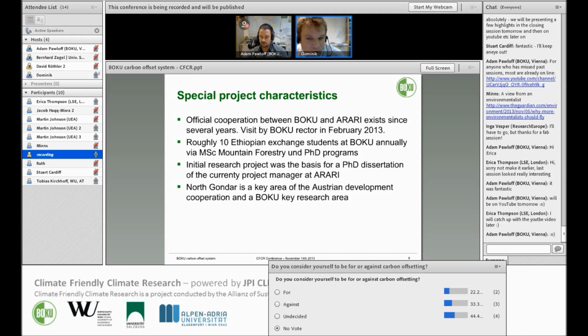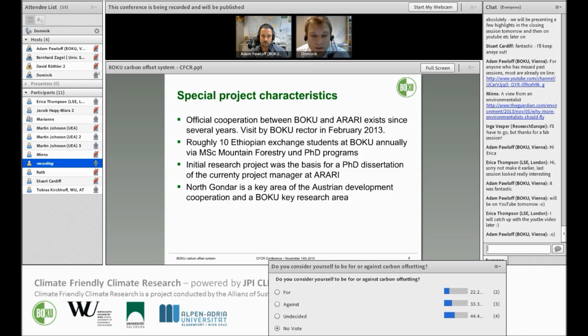And also a benefit is that the area where the project is situated, North Gondar, is a key area of the Austrian Development Corporation. So we can have some cross benefits with the Development Corporation, also with the Austrian Development Bank, and also one of the advisory board members is from CARE International, and CARE is also implementing projects in Ethiopia. So there we have a good view of the whole situation, and it is since years a key research area of our university itself.